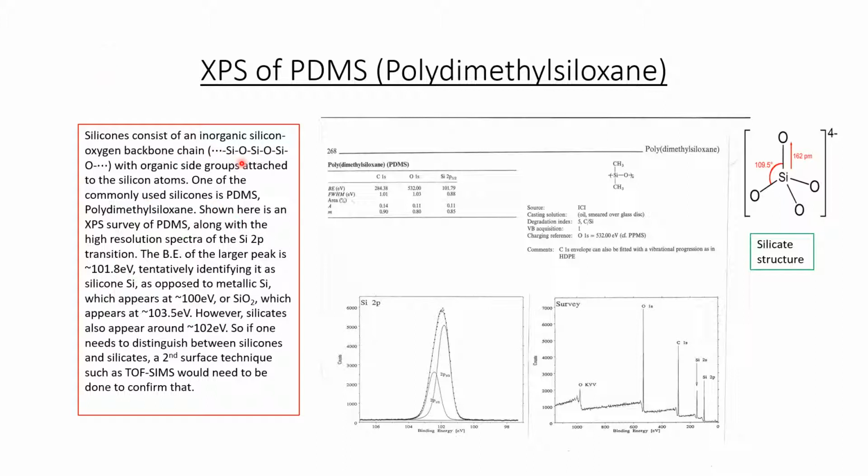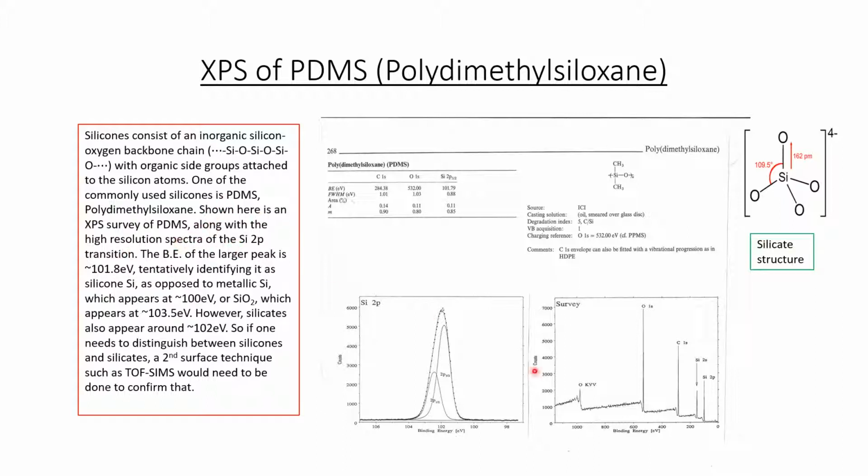Silicones consist of an inorganic silicon-oxygen backbone chain, SiO, SiO, SiO, shown here, with organic side groups attached to the silicon atoms. Here they're methyl groups. One of the commonly used silicones is PDMS, polydimethylsiloxane.